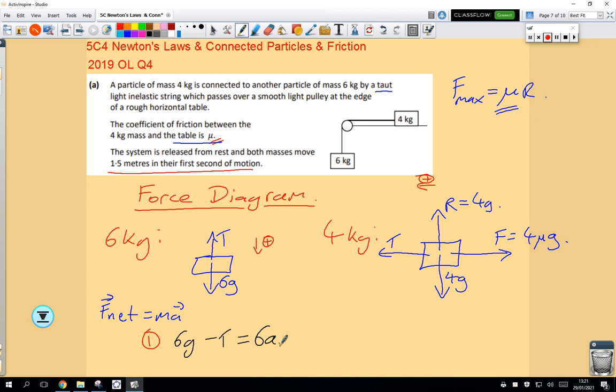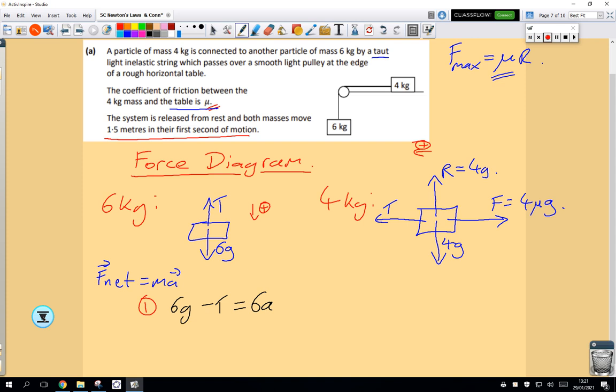Okay, looking at my second force diagram, we're looking at the left and right forces. Positive to the left, so T is positive, 4 mu g to the right, so we're going to get T minus 4 mu g, that's my net force, is equal to ma, and we can figure out some stuff from this.